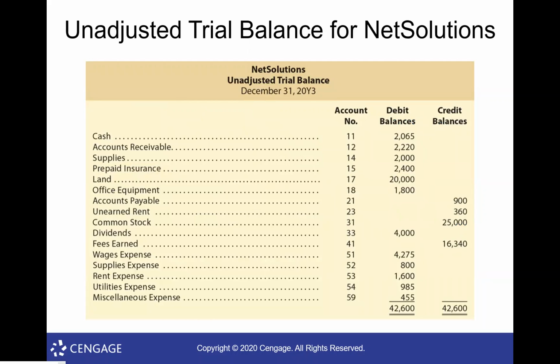So here we go. This is our NetSolutions company. This is what I taught you as a trial balance before. We're going to change its name now and call it an unadjusted trial balance, because what we do is we get to the end of the month, we tally up all of our ledgers, and we get a trial balance. And then we make our adjustments. And then we're going to create what's called an adjusted trial balance after the adjustments. So let me walk you through some examples of adjustments and see if it's helpful.